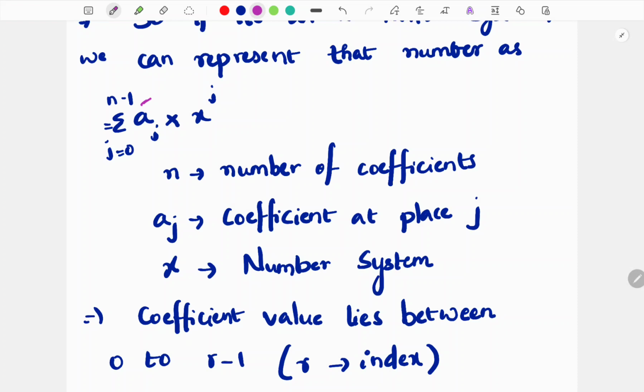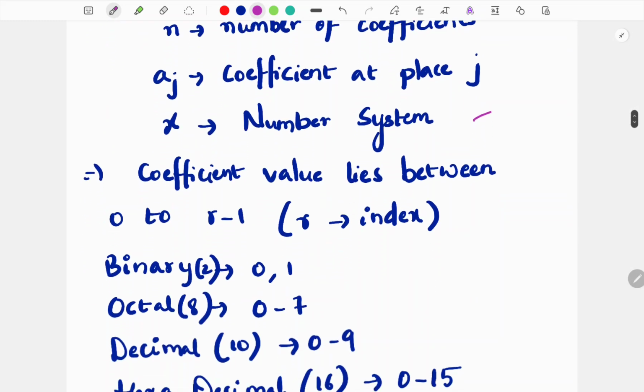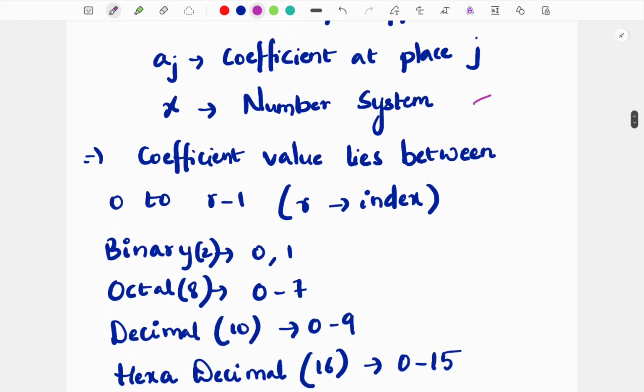If it is binary, it will be 2. If it is decimal, it will be 10. If it is octal, it will be 8. If it is hexadecimal, it will be 16. So each number can be represented in this way: summation of aj into x power j. And this coefficient lies between 0 to r minus 1. If it is 2, it will be 0, 1.